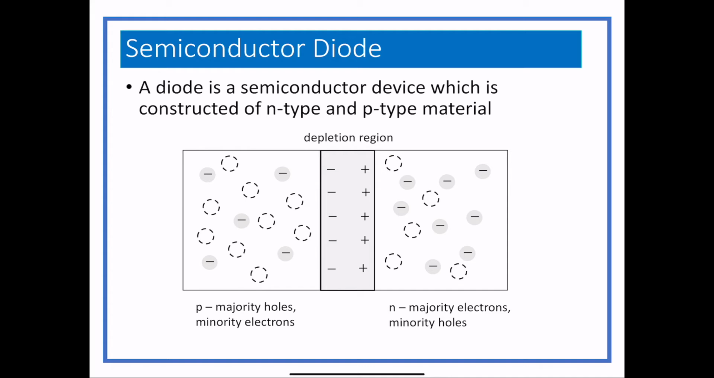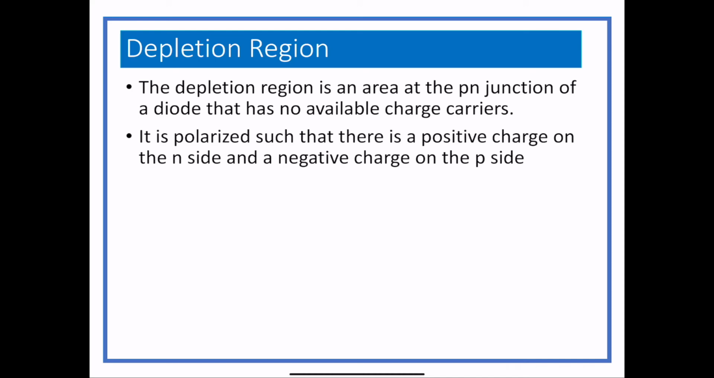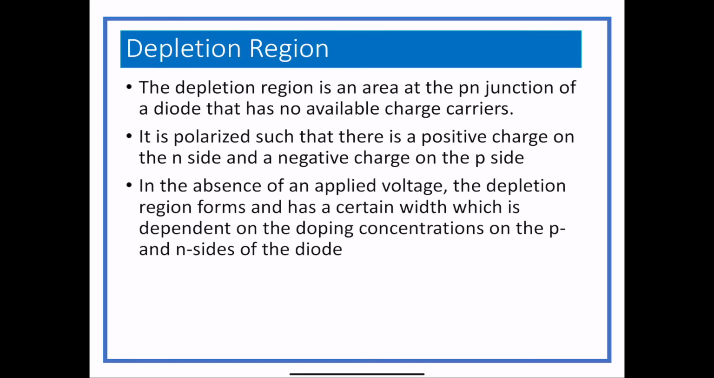So once this depletion region is in play, there aren't any charge carriers in that particular area. Because it's polarized, with a positive charge on the N side and a negative charge on the P side, eventually it stops growing. It comes to an equilibrium point, and it just stays there. That area of depletion right at the junction is just there inside the device.